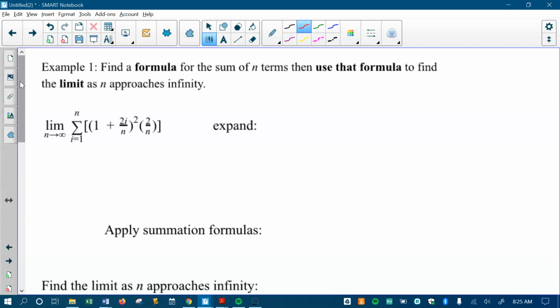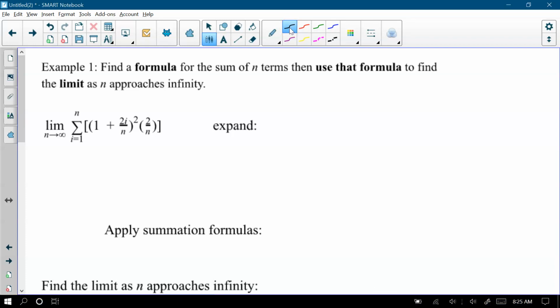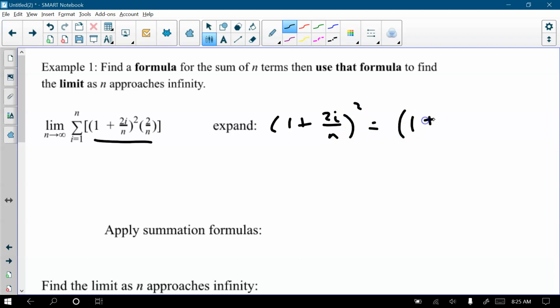Okay, let's see what we can do here with number 1. So first I'm going to do some side work here. I'm going to take this 1 plus 2i over n, squared. Now this one I'm not going to pause on because I want you to see how to do it. This is going to be 1 plus 2i over n, plus 4i over n, plus 4i squared over n squared. Okay, that's the first one.